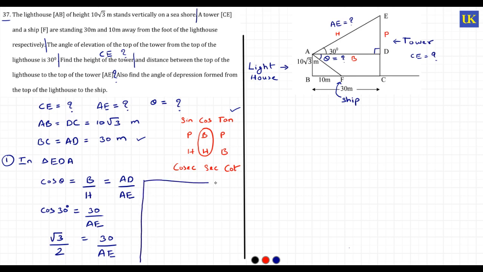Now just draw one small line here. We'll continue our solving here. So we'll cross multiply. AE is equal to 30 into 2 divided by root 3. Now AE is equal to 60 divided by root 3.